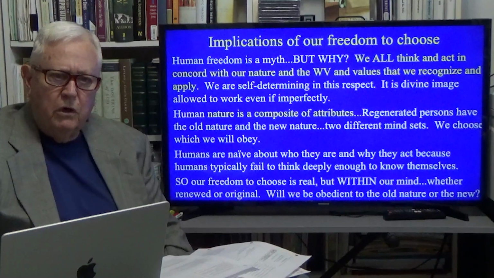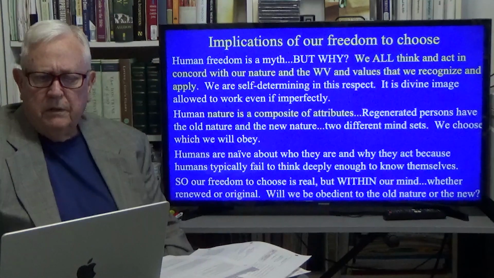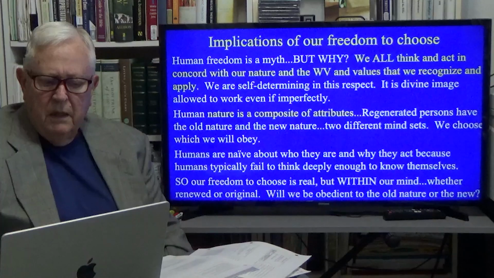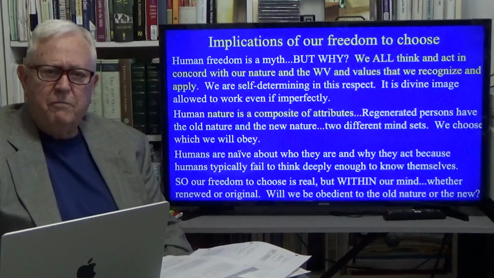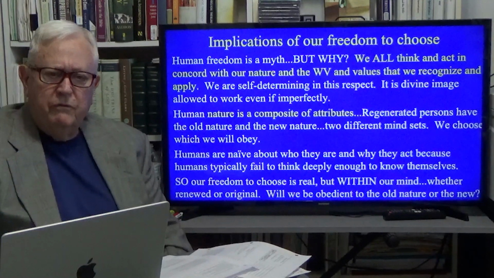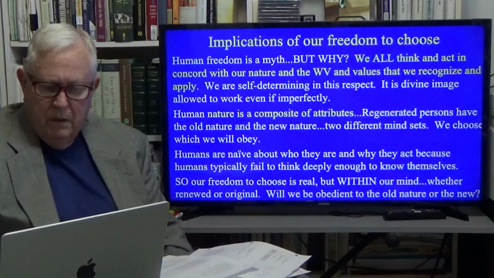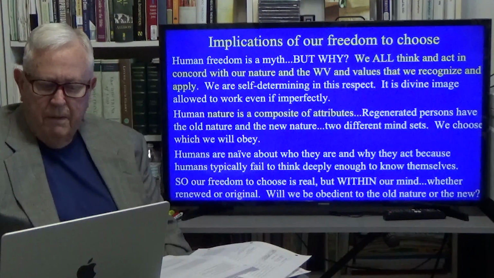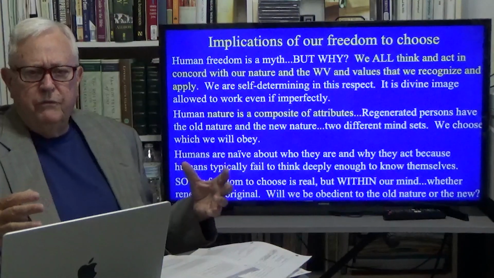The theologians talk a lot about it. They particularly want to talk about it in relation to salvation. But the fact is that human freedom is, at the end of the day, a myth, because we are sinners, and even as sinners saved by grace, we need to inform our worldview and values so that our freedom will be applied appropriately. Human nature is the composite of attributes. Nature is not an ontological unit. Now, we've used that word.